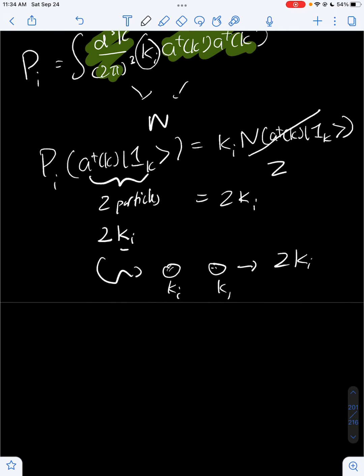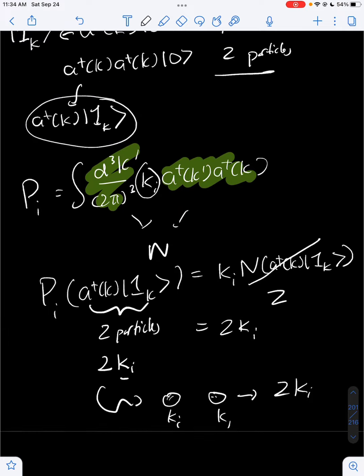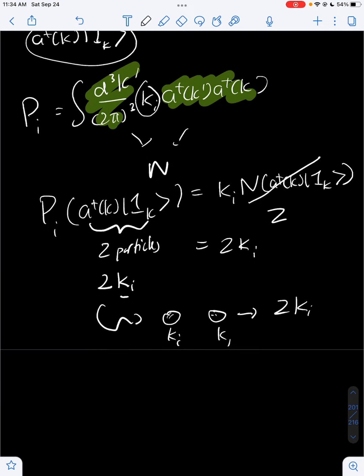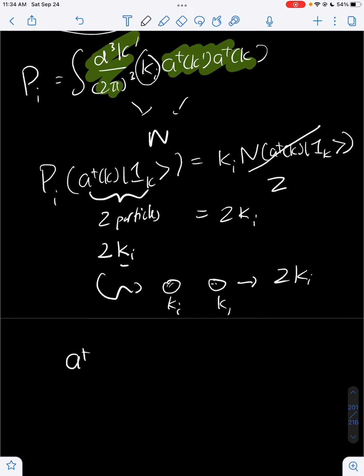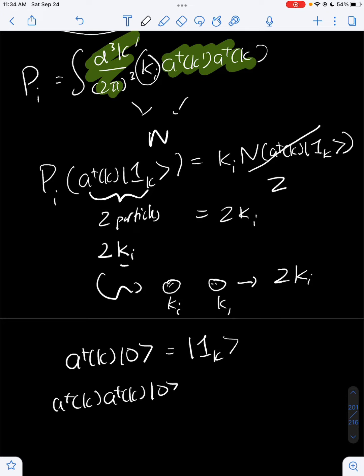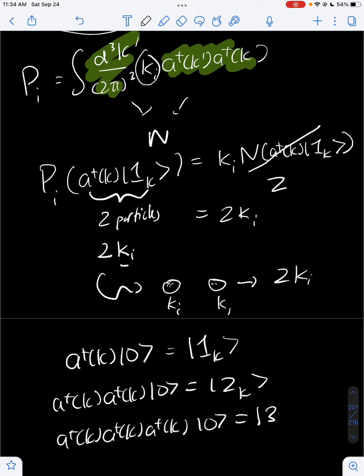This tells us a very profound property of this A conjugate K. A conjugate K will act on the vacuum state and give us a state that has 1 particle with momenta K. If we repeat that again, it gives us 2 particles of momenta K. If you repeat it again, A conjugate K, A conjugate K, A conjugate K on the vacuum state, we have 3 particles of momenta K.